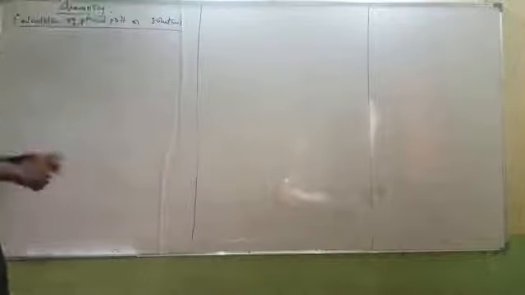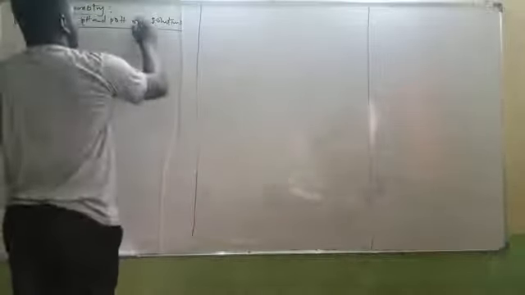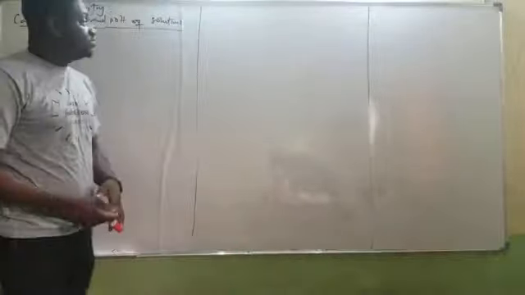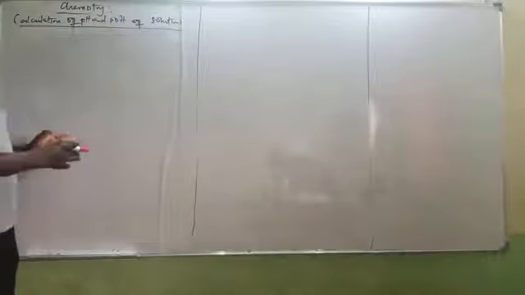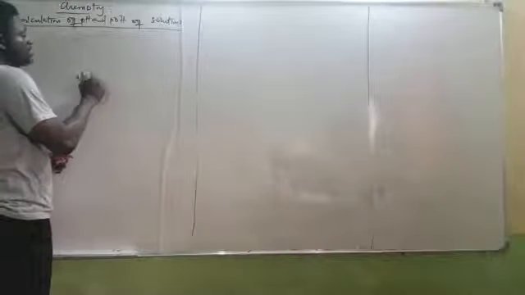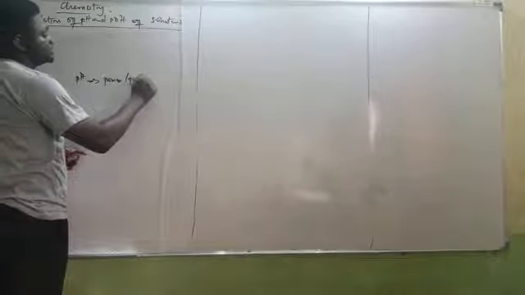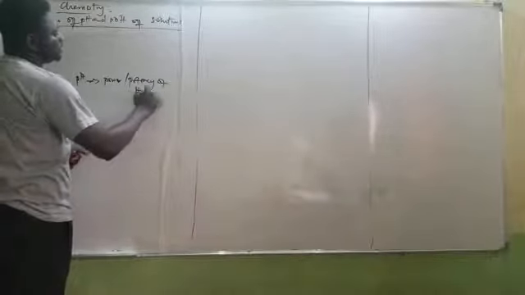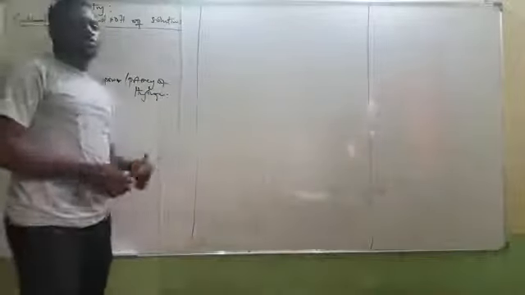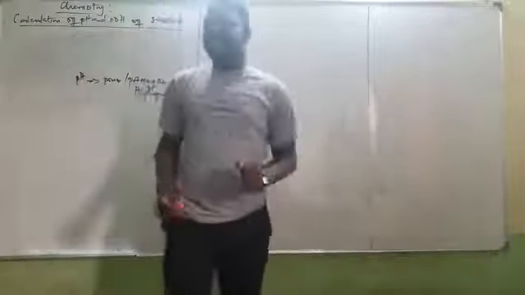And for today on chemistry, we will be discussing the calculation of pH and pOH of solutions. Now, you should know that pH is also known as the power or the potency of hydrogen. The significance of this information is that it makes us know how acidic or how alkaline a solution is.